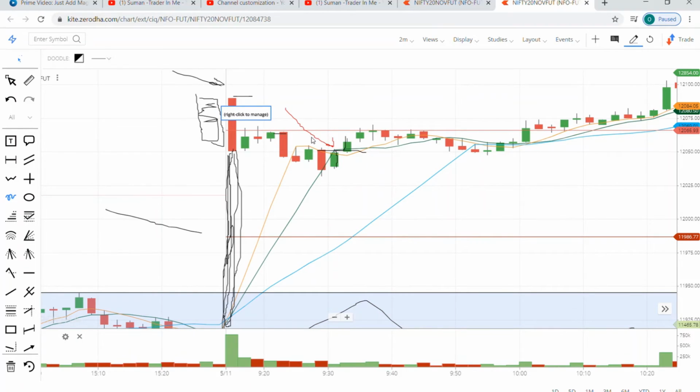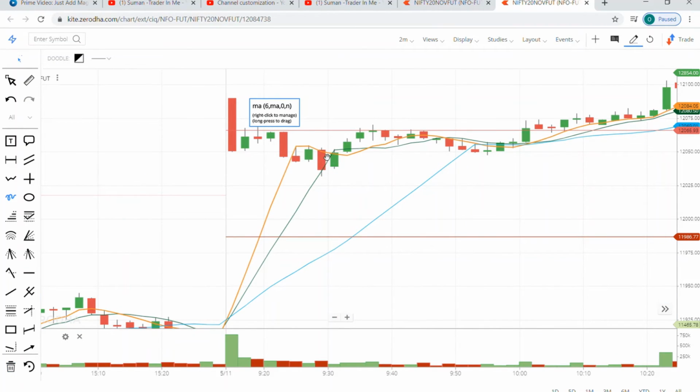Now what I have done, I'll just remove this chunk. Now on the high of the red I mark, this is a high of the red I mark, and the moment a green candle takes off the high of the red candle, I will enter, right? This is my first entry.